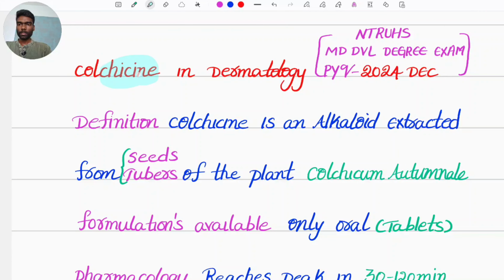Colchicine in dermatology. Coming to its definition, colchicine is an alkaloid extracted from seeds and tubers of the plant Colchicum autumnale. This plant is also known as meadow saffron. Here in this plant, every part contains this alkaloid called colchicine, but it is found in higher concentration in its seeds and tubers. Tubers are nothing but the underground part of the plant through which new plant arises.